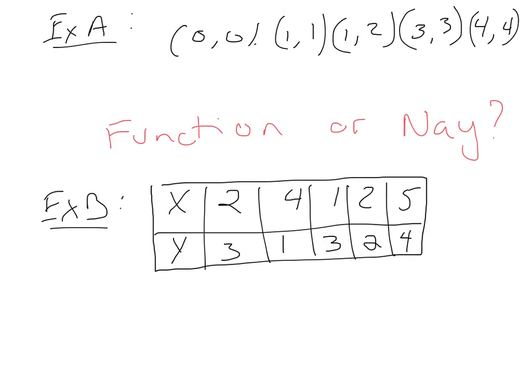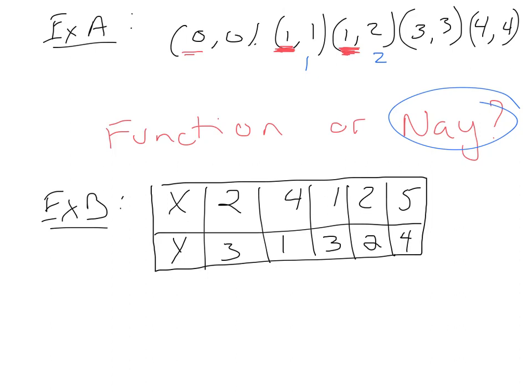Looking at the first, you have 0 matching with 0. That's fine. 1 matching with 1, that's fine. But what we have to be careful of is when we have the same input, because if it goes to a different output, then it's not a function. Because remember, a function is a relation where each input matches with just one unique output. So in this case, you can see that you have an input of 1, but it's got 2 different outputs. So this is not a function.